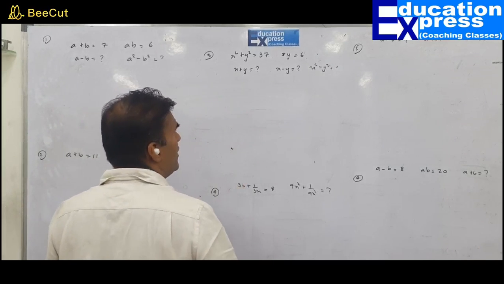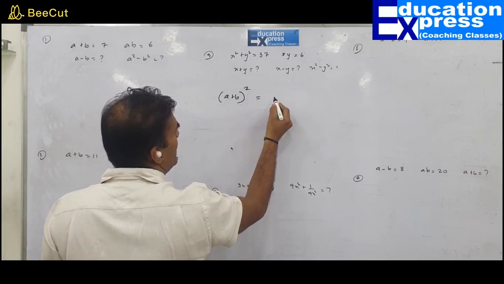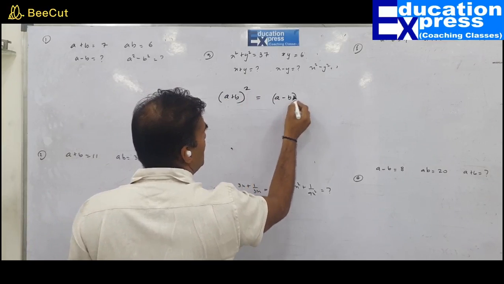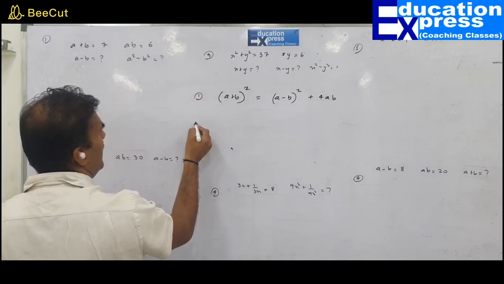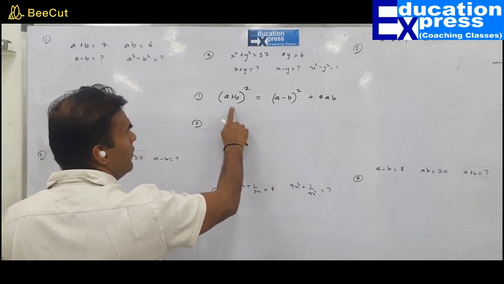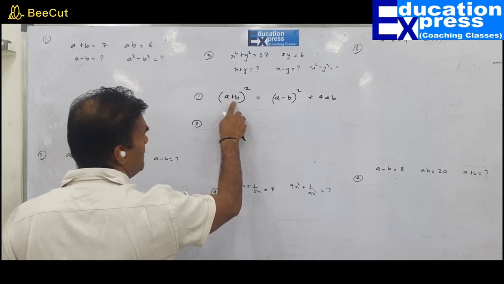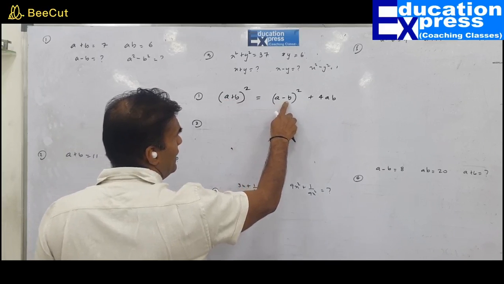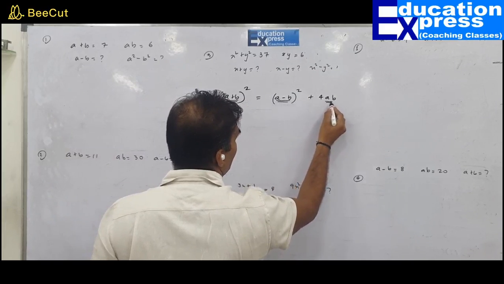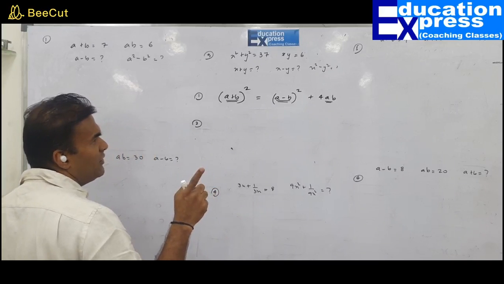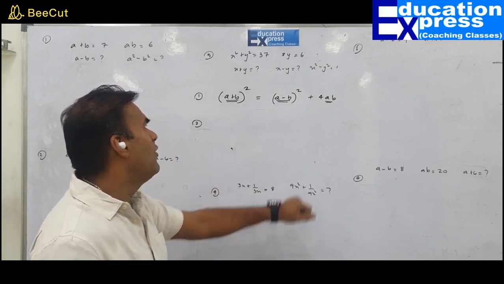(a + b)² = (a − b)² + 4ab. Very important formula, very important result. This formula you must understand objectively. Connect the relationship between a + b, a − b, and ab. Out of these 3 things, 2 will be given to you in the question, so the third one can be obtained with the help of this formula.